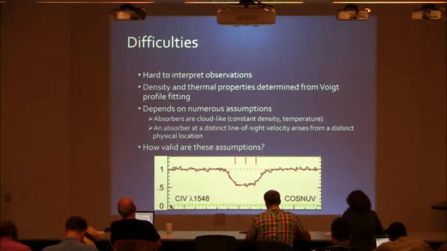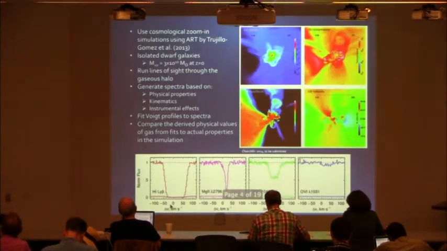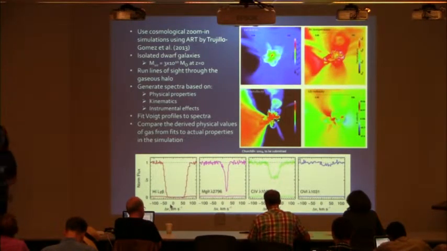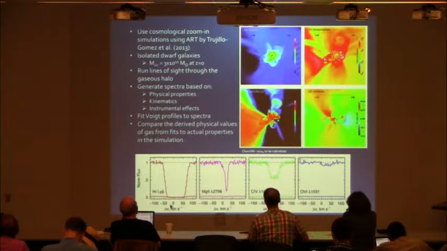So you're intersecting 3 absorbers, and for each one of these you get a density and a temperature out of it. So what I want to look at is really how valid are these assumptions? Where are we seeing these pan out? And to do this, I'm looking at simulations. So I'm using cosmological zoom-in simulations using ART, as run by Sebastian Gomez. And I'm looking at isolated dwarf galaxies. We have a virial mass of 3 times 10 to the 10 at redshift 0.